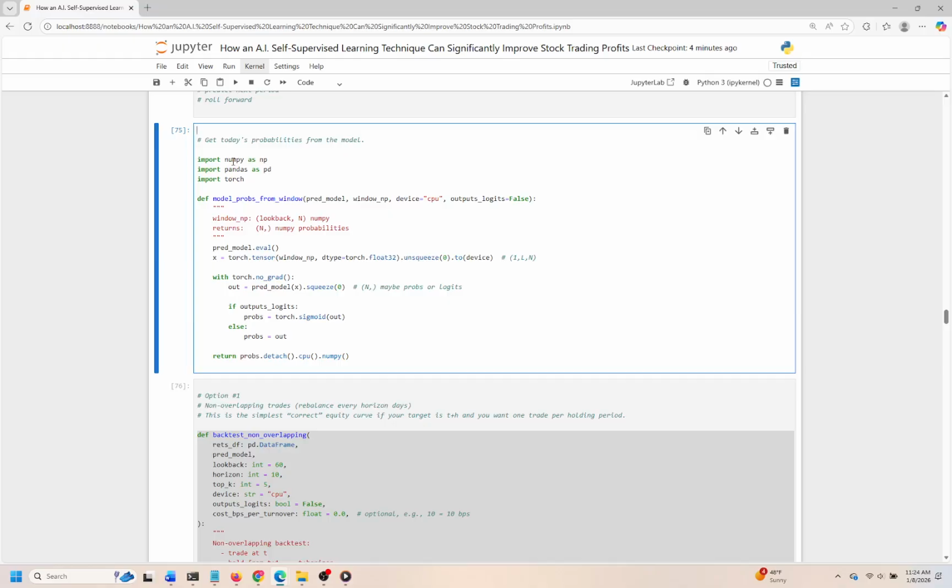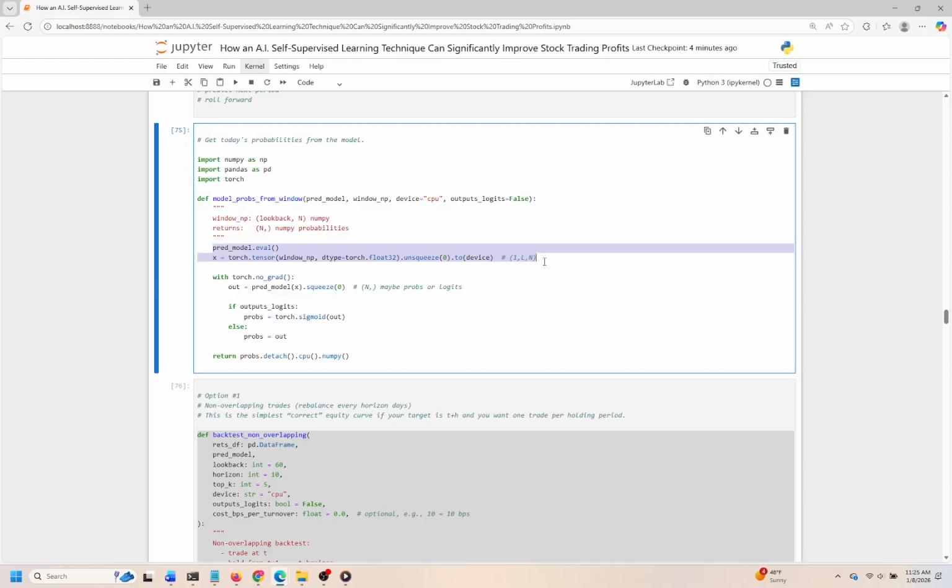Cell 15. In this cell, we're diving into a function that retrieves forecasted probabilities from a prediction model, which is crucial for understanding the model's outputs and making informed decisions based on those outputs. The function, called model_probs_from_window, takes in data structured as a window of historical information to generate these probabilities. First, the function sets the prediction model to evaluation mode, which is important because it ensures that layers behaving differently during training, like dropout layers, are now fixed and provide consistent outputs.